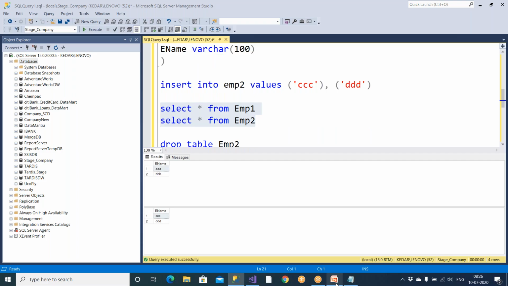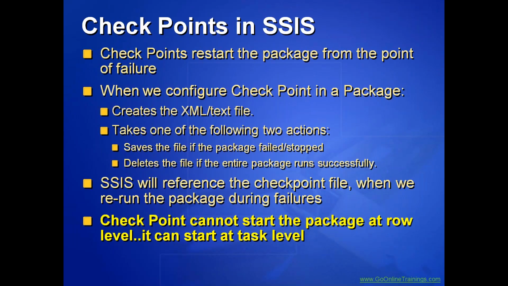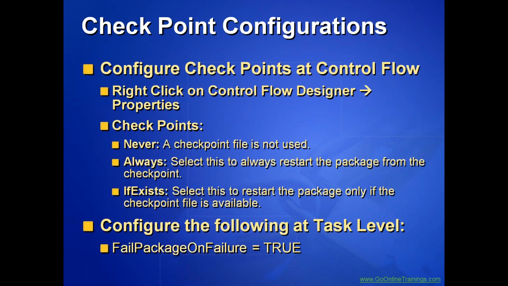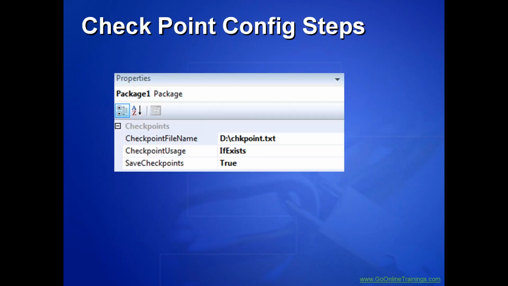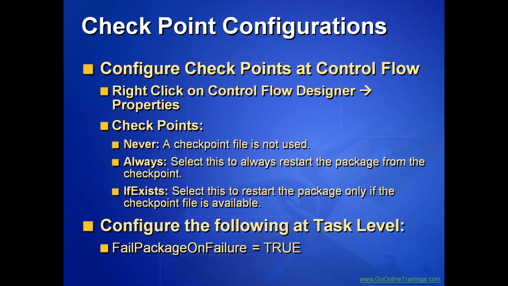Clear? To implement checkpoint, what are the properties that need to be configured? Let us see. Configure checkpoints at control flow, right click on the control flow, and so on. And this is the thing we have to do: make fail package on failure true. This is also one more property that we have to set. Okay, so now let us do it one by one.